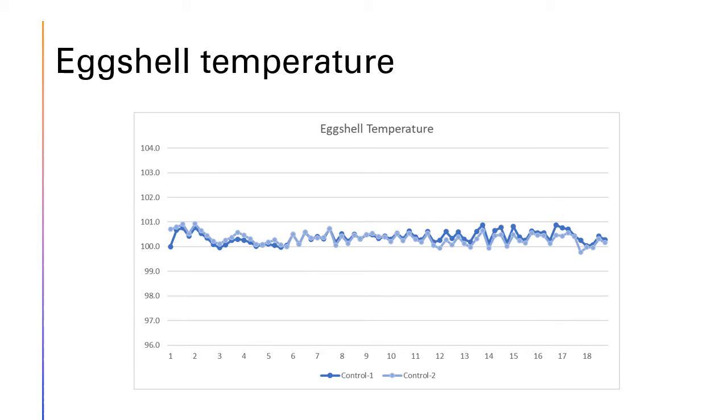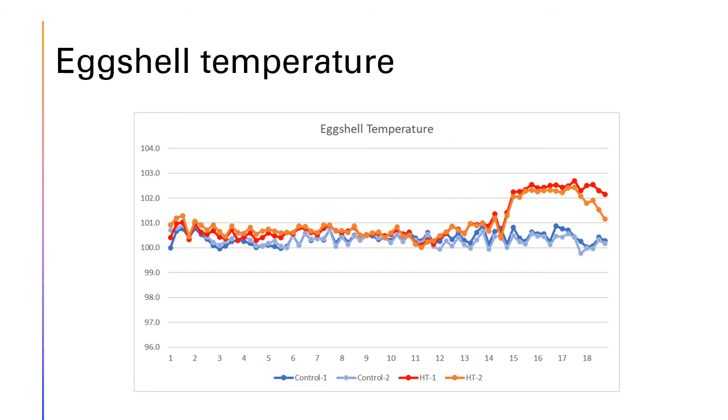Actual temperature data indicate that the control group was maintained at 100 Fahrenheit within 1 degree of variation. The heat-treated group started at 101 Fahrenheit on the first and second day, then it was maintained close to 100 Fahrenheit until it was elevated by 2 degrees at 15 days of incubation.